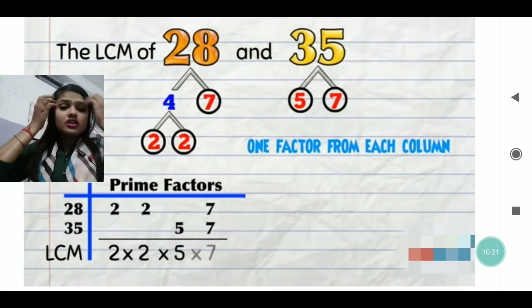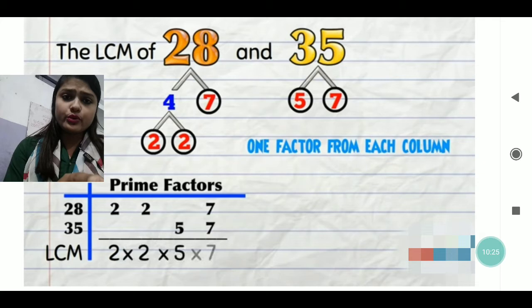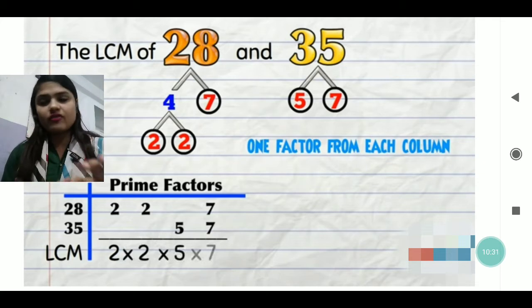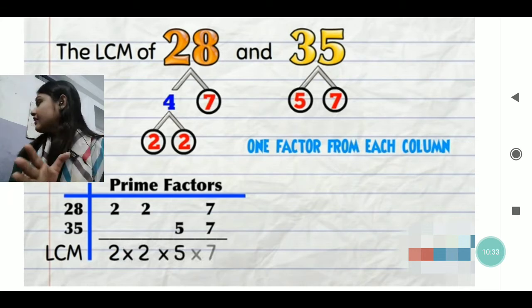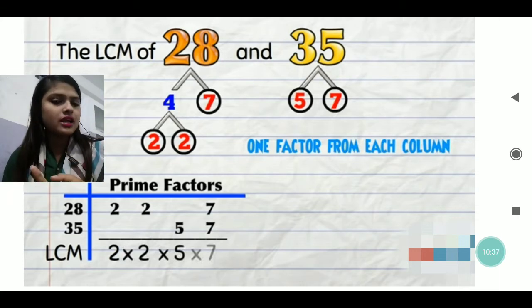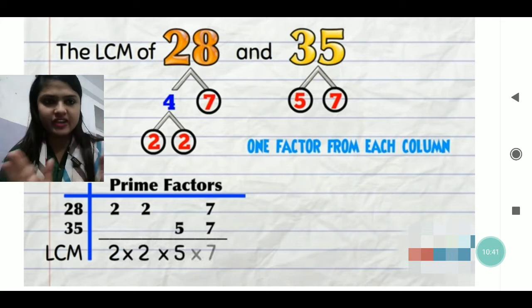After doing this much, you can see 2 into 2 into 5 into 7. This is the common number which we have got in 28 and 35, that I have written by doing the prime factorization.